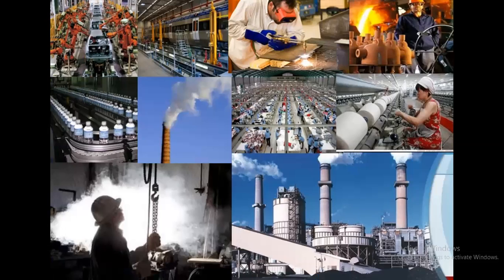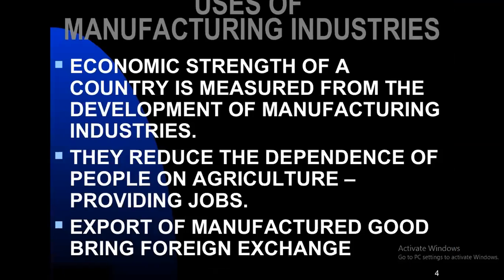You can see the picture. This is how a manufacturing industry looks like. Lots and lots of machines. Work going on. Of course, pollution is also there. People working over there. So all these things are included, totally becoming a manufacturing sector.